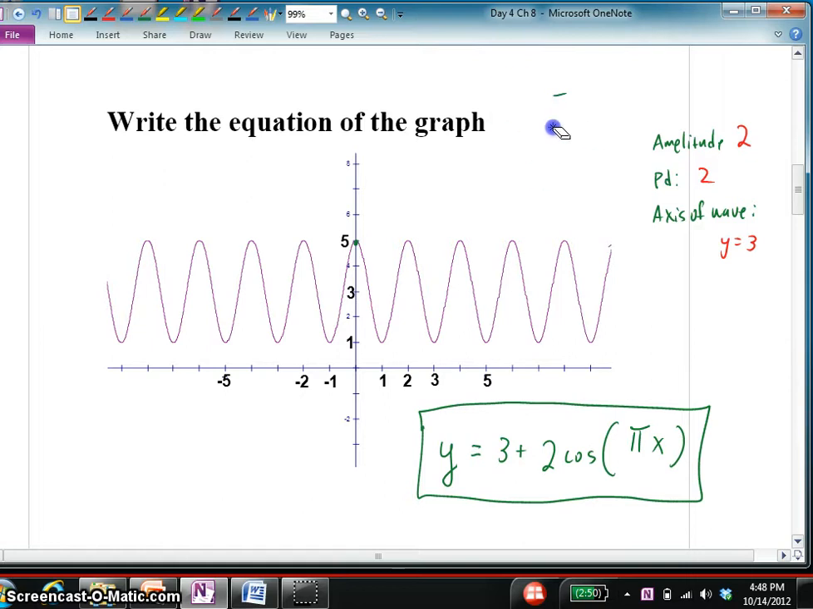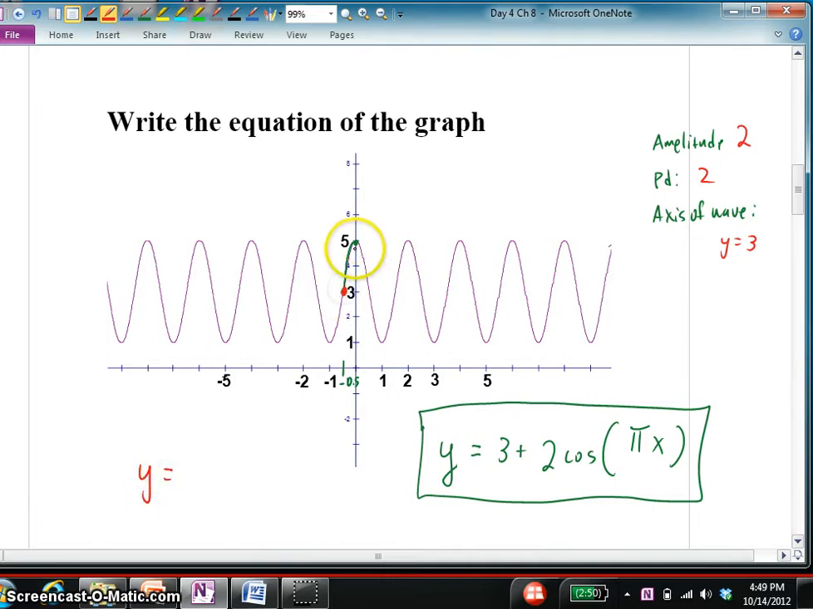Now, I could write a different equation. What if I thought that the graph started right here? In that case, there would be a phase shift. And there actually would be a phase shift of, well, this is 1/4 of the period later here. This would be at -0.5. So it would be a phase shift to the left of 0.5. So I could write it as a sine equation in that way.